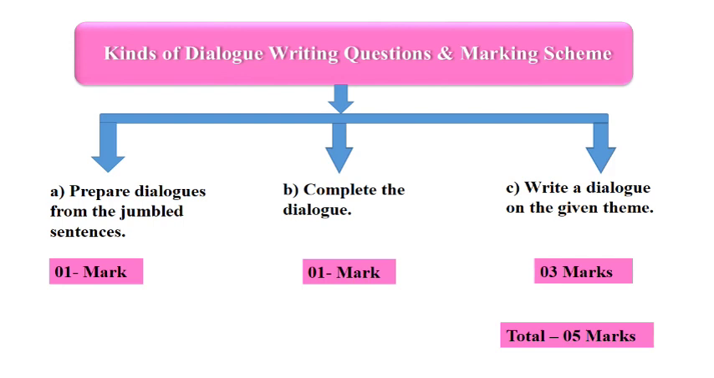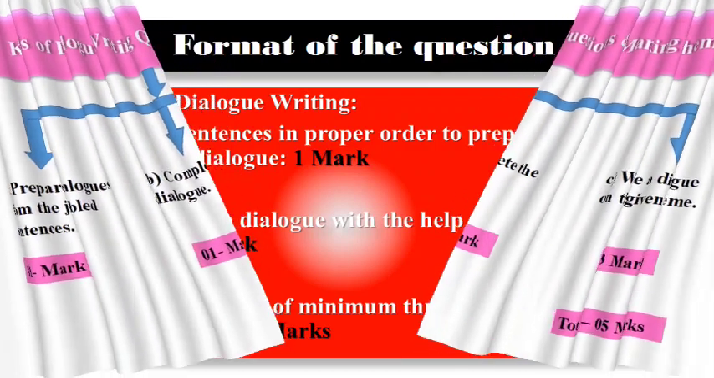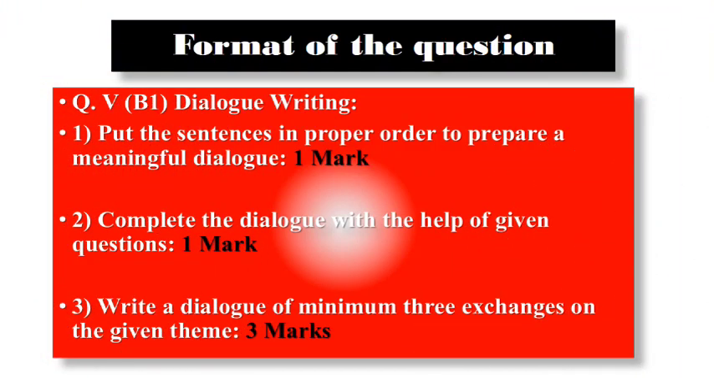Now we will learn the format of the question dialogue writing. Question number 5 B1 dialogue writing. A. Put the sentences in proper order to prepare a meaningful dialogue for 1 mark. B. Complete the dialogue with the help of given questions for 1 mark. C. Write a dialogue of minimum 3 exchanges on the given theme for 3 marks. Now learn how to attempt this question.